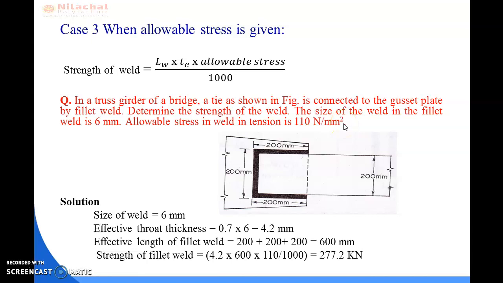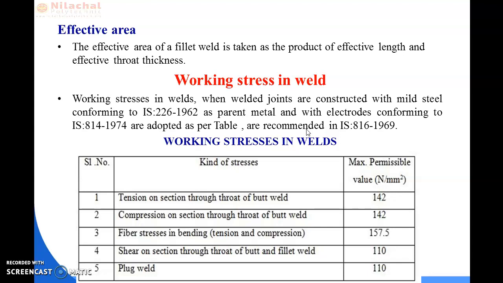Okay. So in the question you can see what data is given. Here the size of the weld is given as 6 mm and allowable stress in weld in tension is given, which is 110 Newton per mm square. So this is the case of shear on section through throat of butt and fillet weld, which is given as 110 Newton per mm square. Okay. So here fillet kind of welding is used.